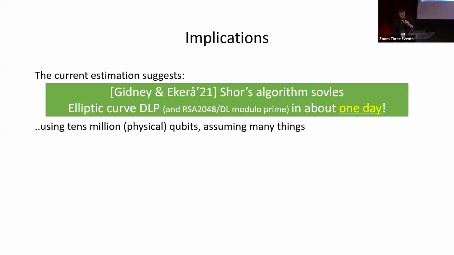Anyway, what is the implication of this work? The current best estimation, not the best one but a recent estimation, for Shor's algorithm says that if we have a super nice quantum computer with time complexity somewhat similar to what we have, and a super large quantum computer with tens of millions of physical qubits, we can solve the elliptic curve discrete logarithm problem or RSA 2048 in less than one day.